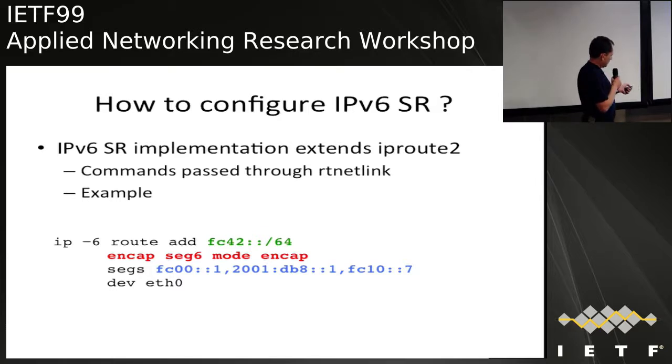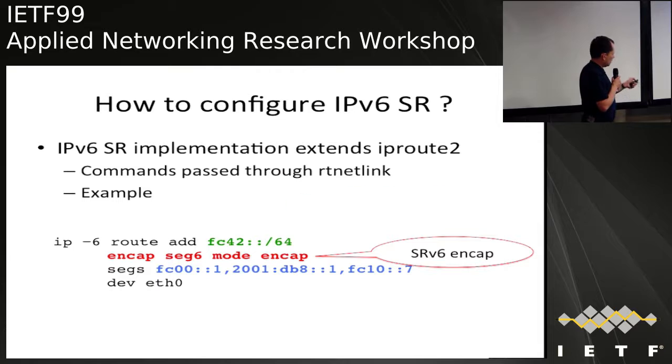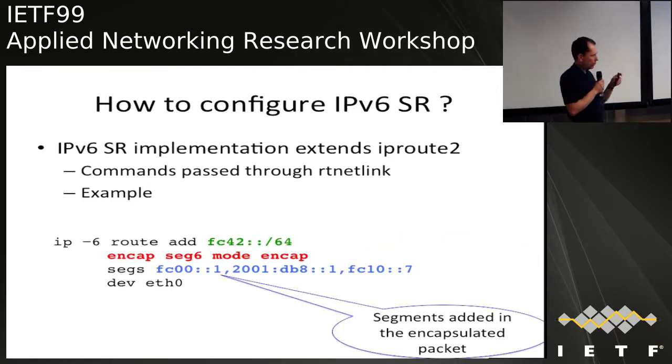And here you have an example of the ip command, which applies, of course, to IPv6, where you specify that all the packets whose destination is fc42::/64, so you match the destination address. When you match this destination address, you will encapsulate the packet with IPv6 segment routing. That's the second part of the command. And you will add the segments, which are simply specified as a list of IPv6 addresses with commas to indicate the segments that need to be attached in the encapsulated packet. So this would typically run on an ingress router, where you would have to add a segment to a packet that matches a given destination. And there are other ways to configure it as well.